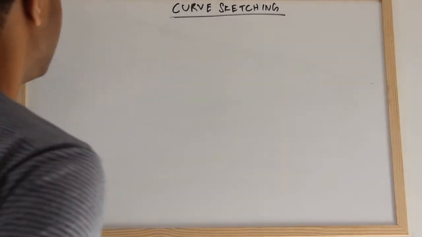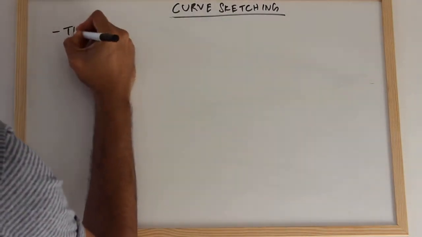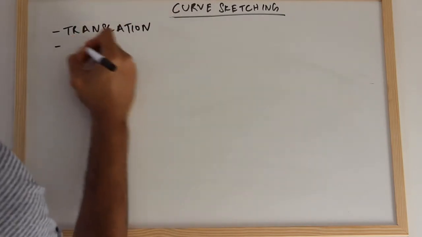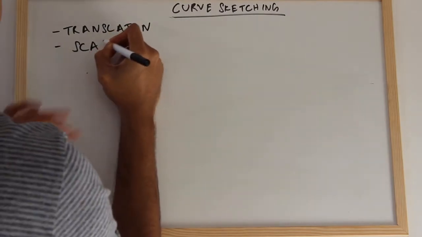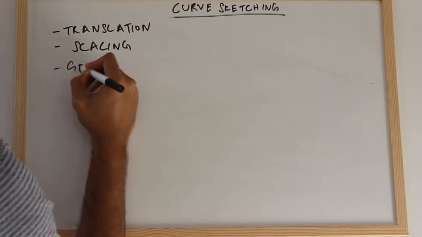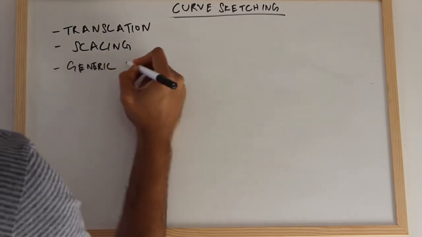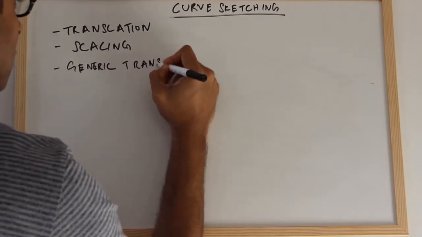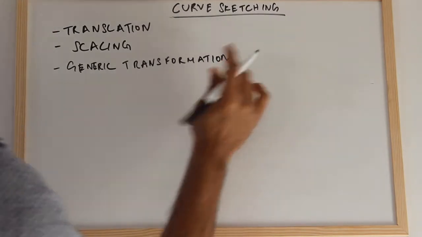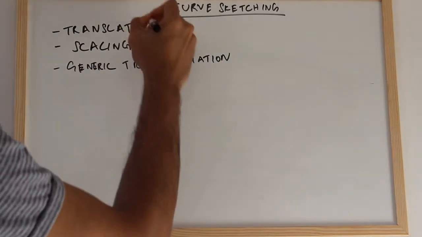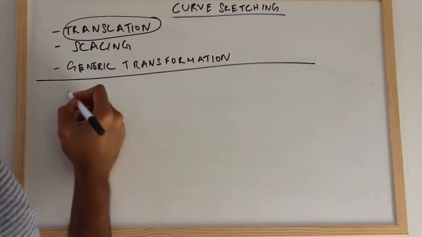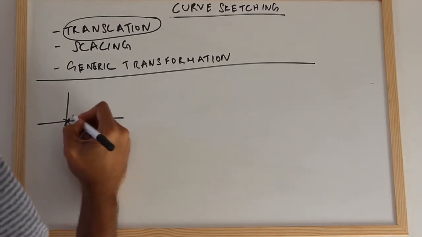Curve sketching. There are three approaches. Translation, scaling, and generic transformation. Let's go for the first one, translation. Translation is equivalent to shifting of the origin.